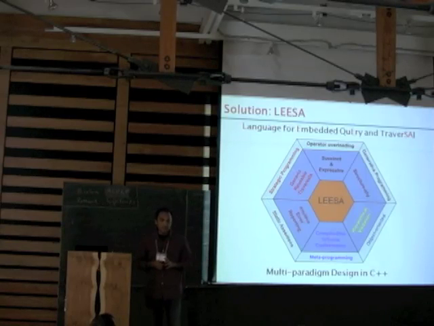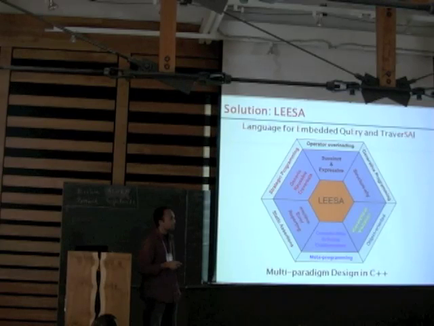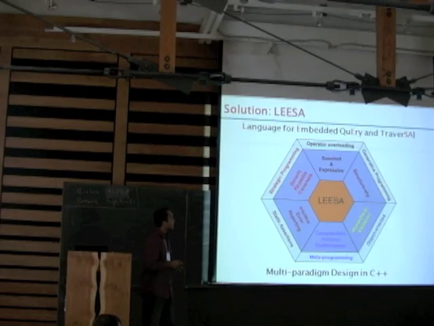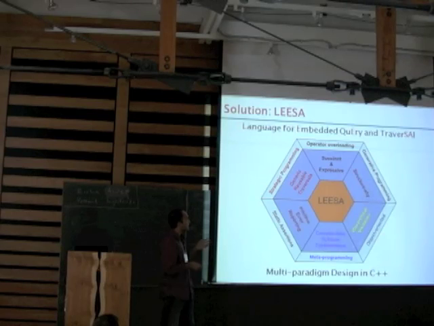The solution that I'm proposing here is called LISA, a kind of hacked up acronym: Language for Embedded Query and Traversal. I spent at least an hour trying to find a better name, looking at turning these words around, couldn't do that. But anyways, this is what we are stuck with since 2008. It's multi-paradigm. I'm going to use generative programming, object-oriented, meta-programming, and something very interesting called strategic programming to arrive at our solution, and we'll get these things in return.